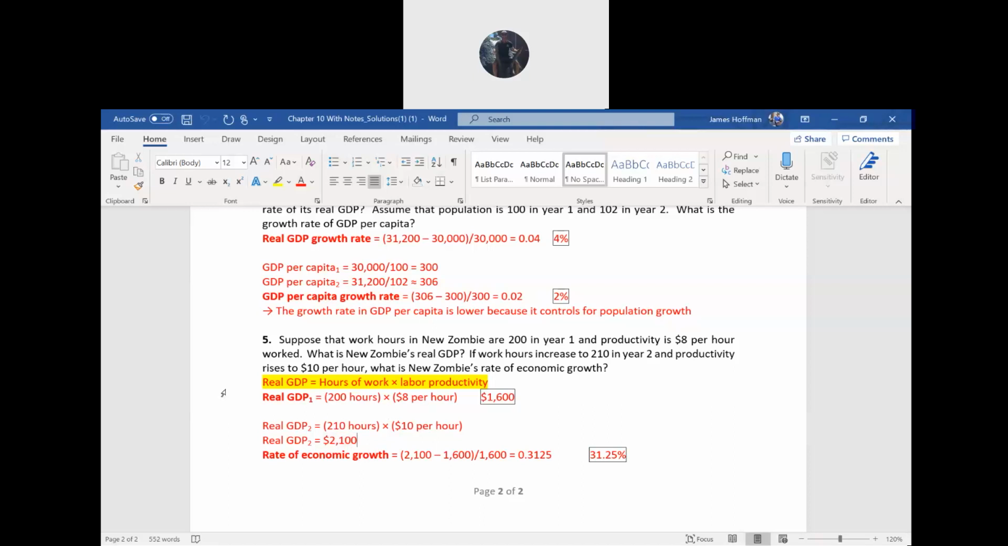Now, to get the rate of growth, just look at the change. When it grew from 1,600 to 2,100, what's the percent change of going from this to this? So the rate of economic growth is the new value, 2,100, minus the old value, 1,600, so the change over the original of 1,600 gives us 0.3125, which is a really big increase, but that's 31.25%.